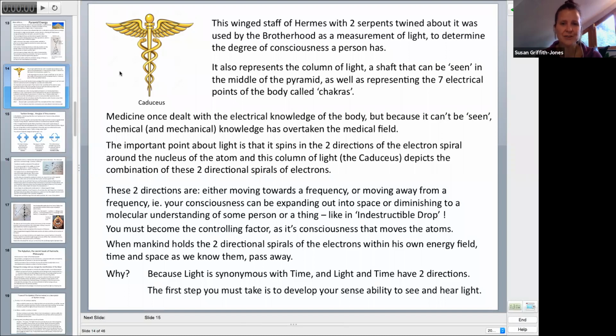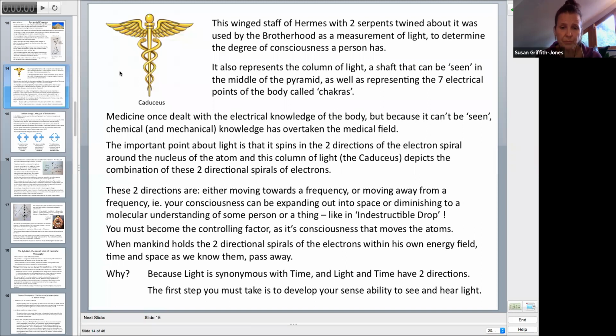Medicine once used to deal with electrical knowledge of the body, and these days we still have acupuncture, but it's still considered a sidelined sort of alternative medicine, unfortunately, because it's very, very efficient as a healing process. But medicine once dealt with this electrical knowledge of the body, like full on. But because it can't be seen, nowadays chemical and mechanical knowledge, meaning to do with our bones and things, of course medicines, drugs, surgery, has overtaken the medical field. So we're missing a whole portion of our medical knowledge that we should be using in interpreting diseases of the body and how to treat and cure them.